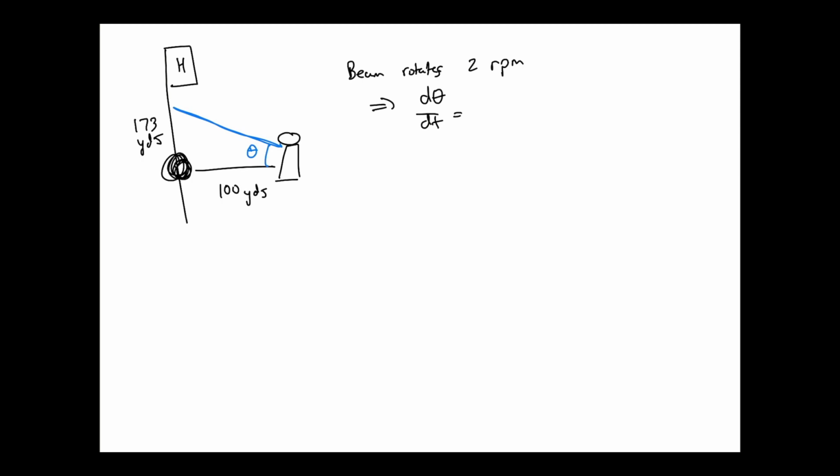Well, how many degrees are there? 360, right? How many radians is that? 2 pi, okay? So if this thing rotates twice per minute, how many radians is it going through in a minute? 4 pi, okay? So 4 pi radians per minute.